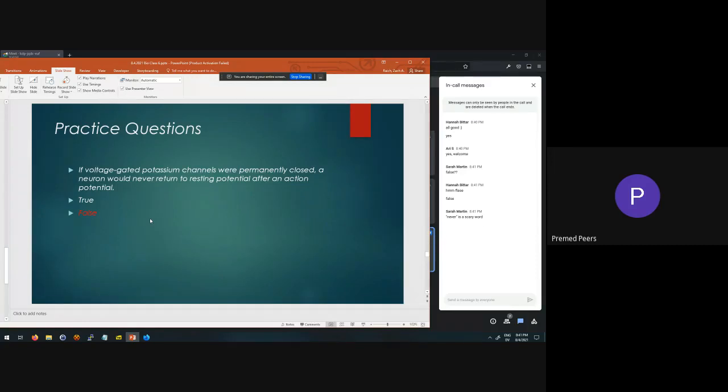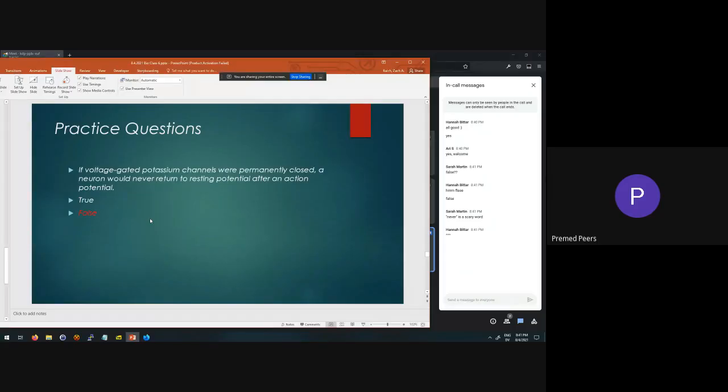Never is a scary word. Yes, that's a good thing to know if you take biology as well, and on the MCAT too. The absolutes are usually not correct. There's usually an exception. So yes.